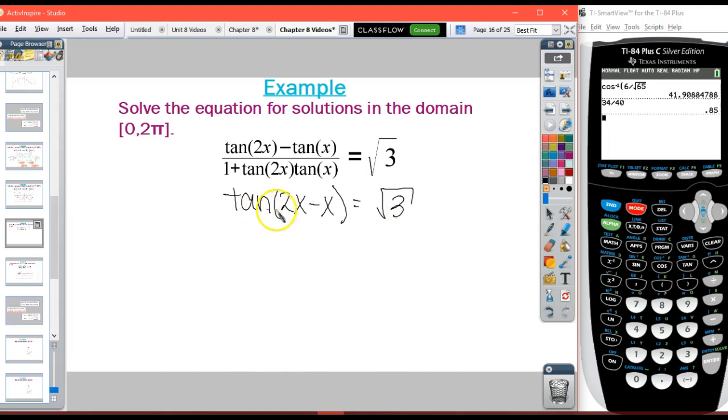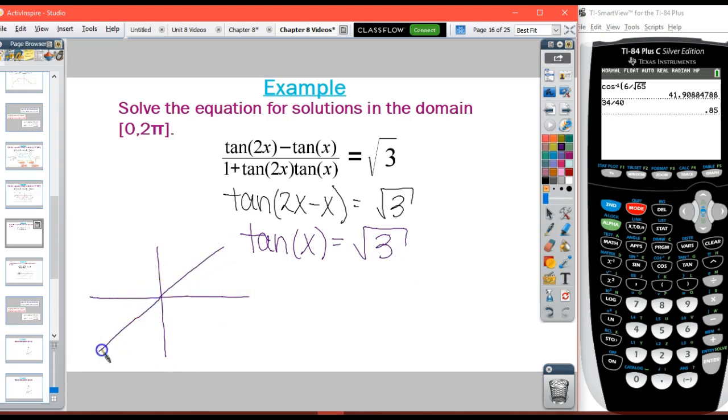This makes this problem a million times simpler because now I can rewrite this as the tangent of x equal to the square root of 3, and now I can find angles where regular tangent equals the square root of 3. Keep in mind that tangent is positive in the first and in the third quadrant. This is a ratio you could find on your unit circle.